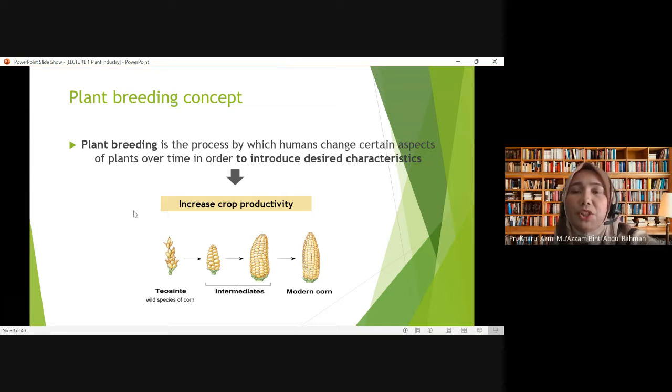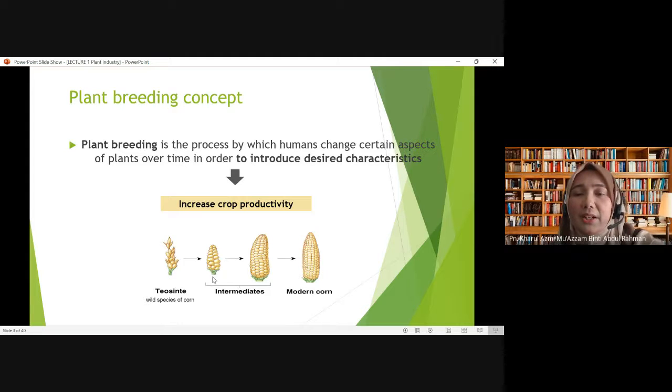For example, to increase the crop productivity, kita nak tingkatkan productivity ataupun hasil sesuatu tanaman tersebut. So I'm giving you the example of corn. We have the teosinte. This is the wild species of corn actually. As you know, the wild species of corn lacks in terms of kernel. Kurang kan dia punya isi kan. And then we have the intermediate. Okay, two species here yang kita cuba biak bakakan.